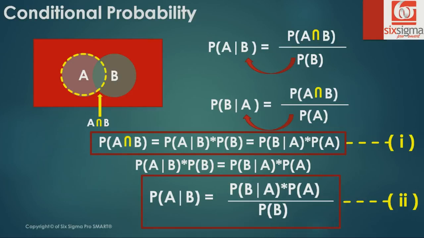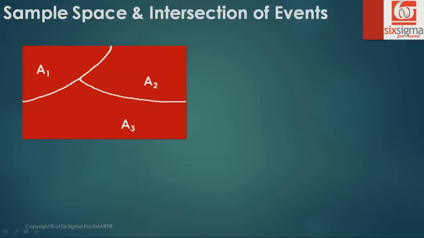This is Bayes' theorem. Congratulations, we are almost halfway through. Let's spend a little more time and try to obtain a generalized case of Bayes' theorem. What you see on the screen now is a sample space, which is nothing but a collection of three events A1, A2, and A3. And as you can see, these are mutually exclusive and collectively exhaustive.